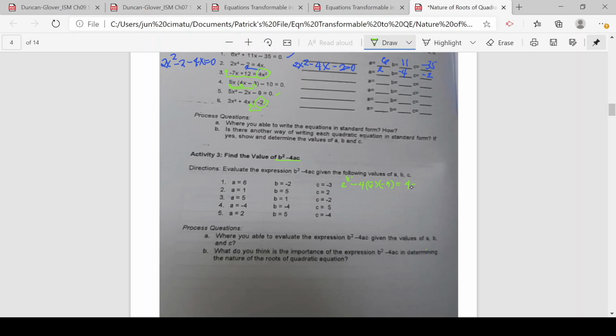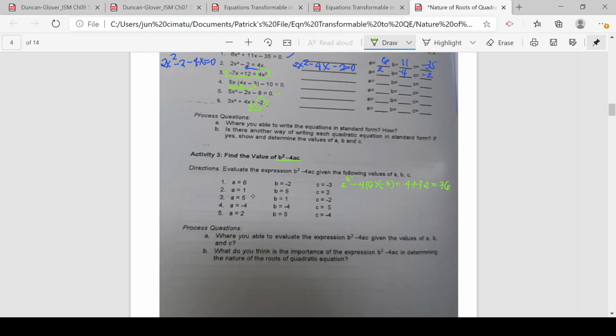Or 24 times 3. So negative, negative, so magiging positive. Ito ay 72. So value nito is 76.